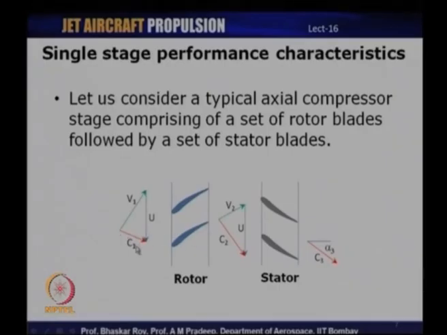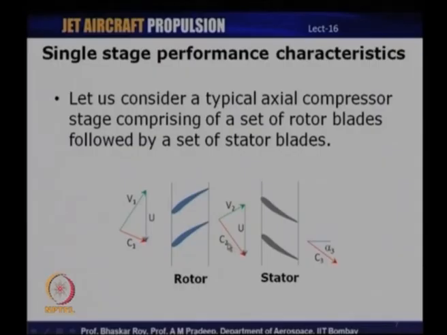At the rotor inlet, we have an absolute velocity entering at C1, relative velocity at V1, and blade speed U. And at the exit of the rotor, we have absolute velocity C2 and relative velocity V2, and blade speed of course remains the same, it is U. And this velocity triangle is what basically goes into the stator.